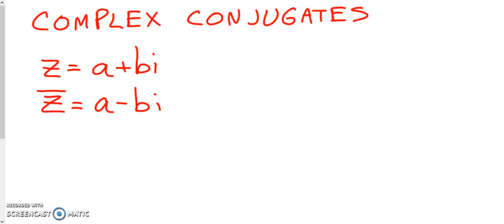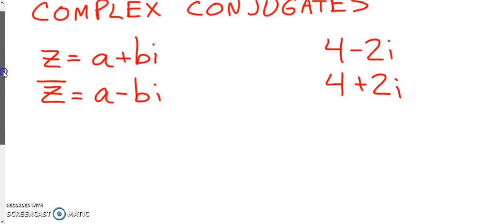So like, if my complex number were 4 minus 2i, what would its complex conjugate be? Exactly, 4 plus 2i. All right. Now, let's observe what happens when we take two complex conjugates and multiply them together.